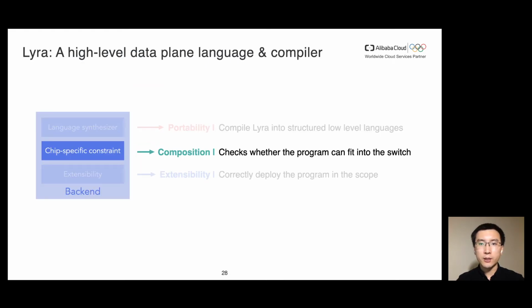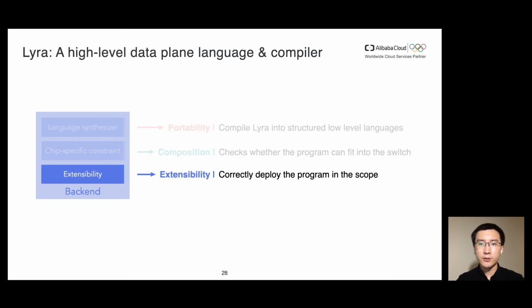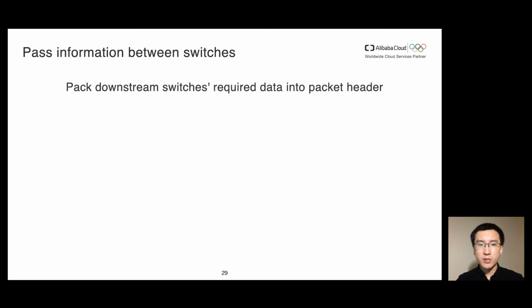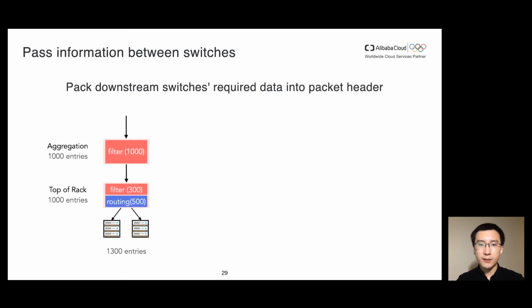Finally, let's check how the Lyra compiler encodes the extensibility. As we said previously, the extensibility module makes sure the program is correctly deployed in the downstream topology. Lyra needs to consider many rules to make this happen, and one of them is how to pass information between switches. In a nutshell, the upstream switches need to pack the data required by the downstream switches into the packet header. Again, let's check the running example with 1,300 entries.